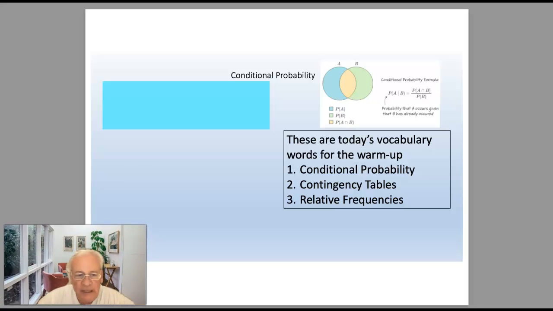All right, guys, that's it. There are 3 vocabulary words for the warm-up: conditional probability, contingency tables, and relative frequencies.